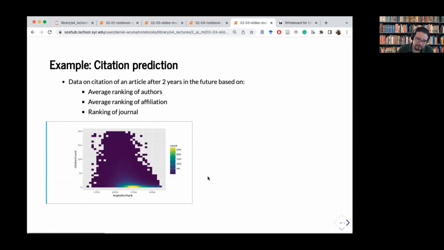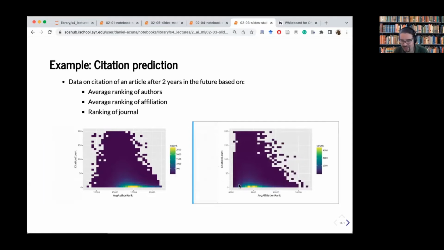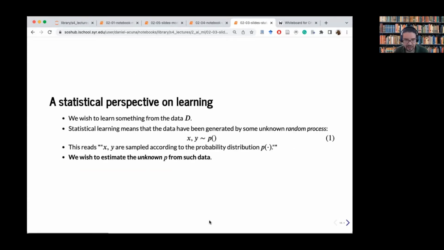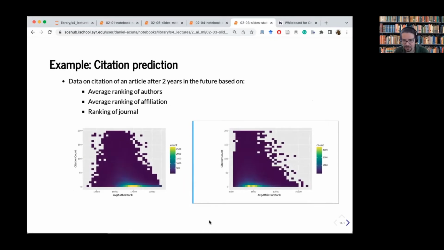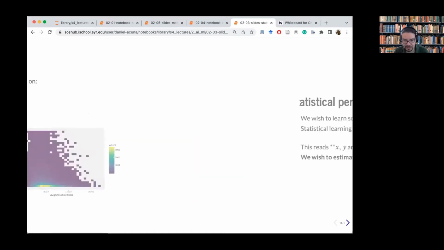So the higher the ranking, yeah, unclear. But that's why we need to use some statistical model. So here's the affiliation, the ranking of the affiliation. It's hard to tell what's happening, but this is just the data. And what's the next one? The ranking of the journal, I don't have it here. This is just 2 examples.